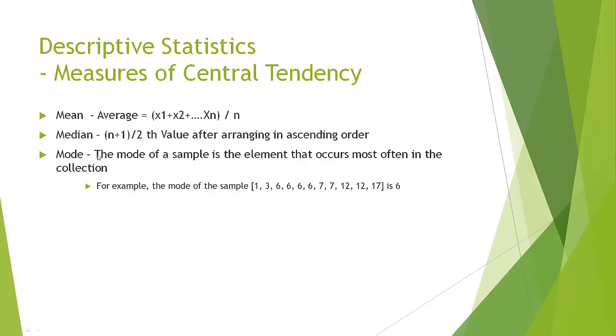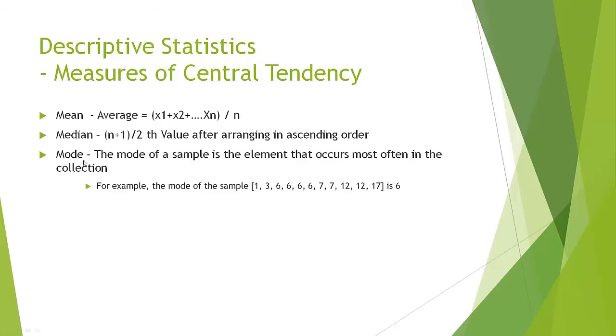So the median is also similar. Mode is also similar. So what are the three measures of central tendency? Mean, median, and mode. The median is the one that occurs when you have sorted the numbers in ascending order. The one that occurs in the middle of the set of numbers is the median. And how do you calculate it? N plus 1 by 2.